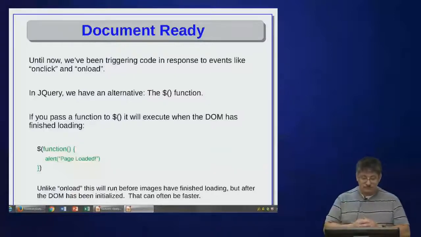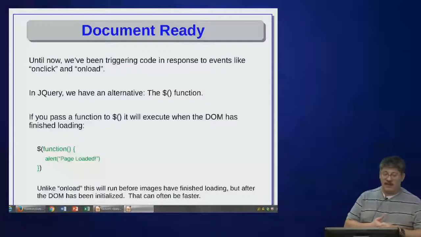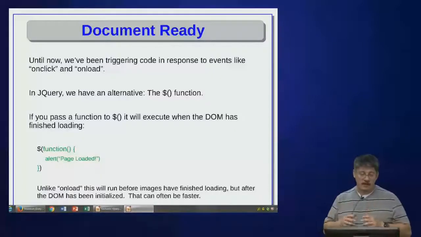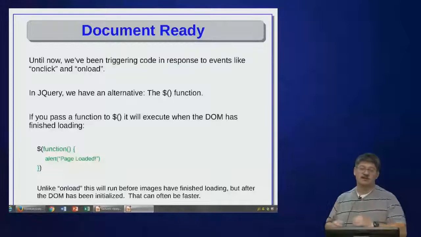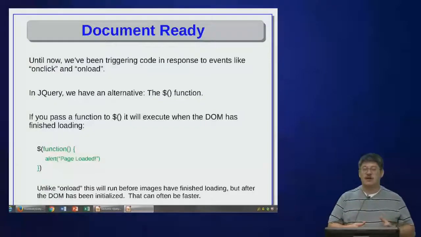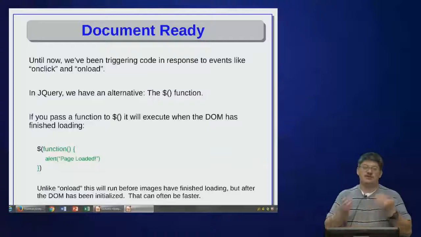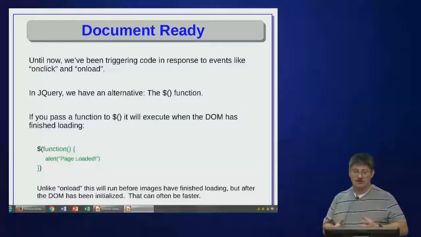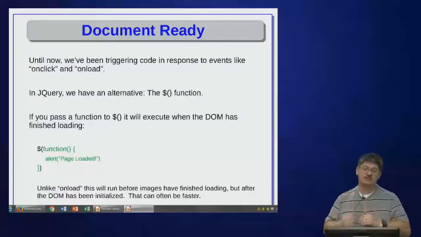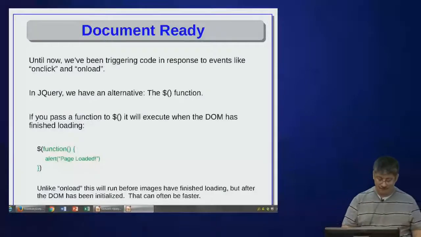So for example, I could use the $, the jQuery function, to add a function that says page loaded in an alert box when the page is ready. And that looks like this. Notice that the section in green is an anonymous JavaScript function. If I pass a function to the jQuery function, it makes that function my onLoad function, or actually my ready function. When the page is ready, it'll run that function. So any code I put between those curly braces is going to run when the page is ready.